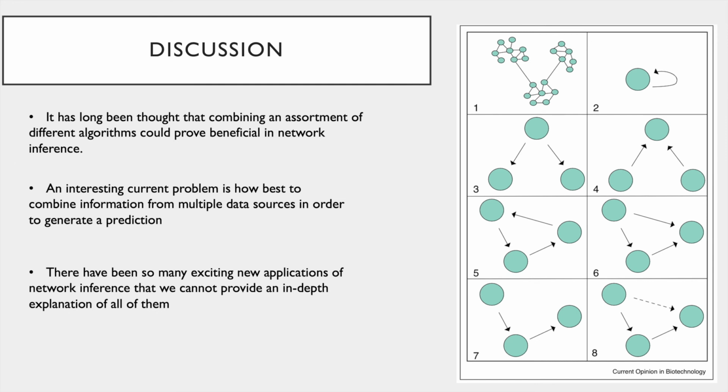For the discussion, it has long been thought that combining an assortment of different algorithms could prove beneficial to network inference. An interesting current problem is how best to combine information from multiple data sources in order to generate the best prediction. There have been so many exciting new applications of network inference that we cannot provide an in-depth explanation of all of them. This is because of the complexity of genes and the human genome.